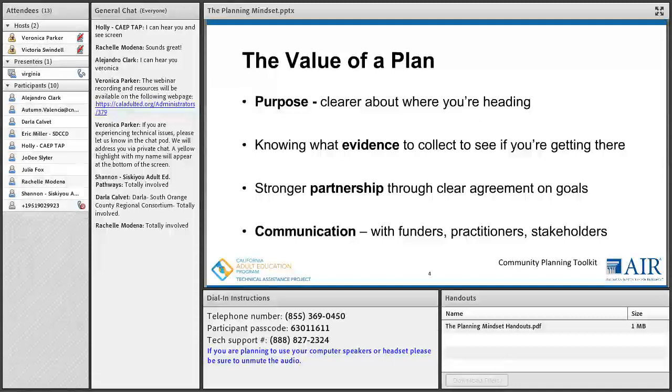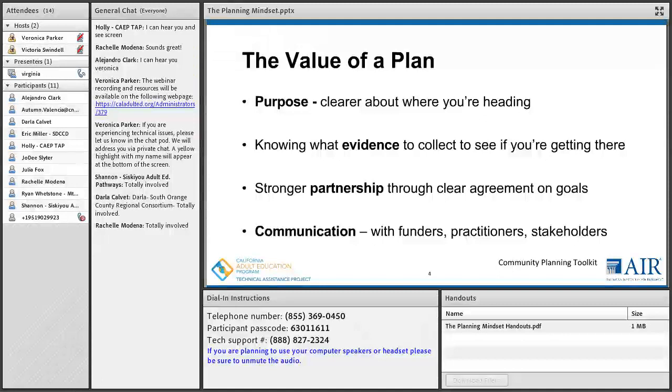First, be clear about where you're headed. I think, in adult education, there are lots of moving parts. There's lots of people. There's lots of institutions. There's lots of agencies who are involved in making sure that students are successful. And if you are clear about where you're headed, you're more likely to get there. As Yogi Berra said, if you don't know where you're going, any road will get you there. So really being clear on purpose.